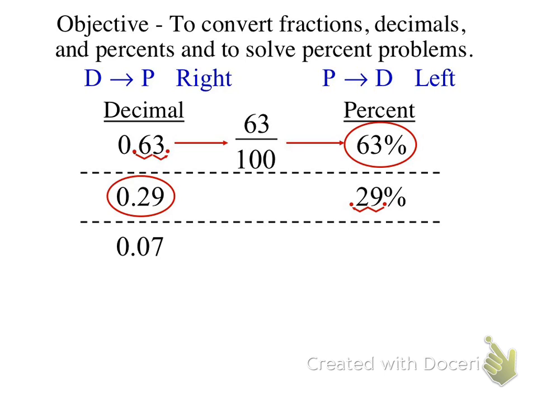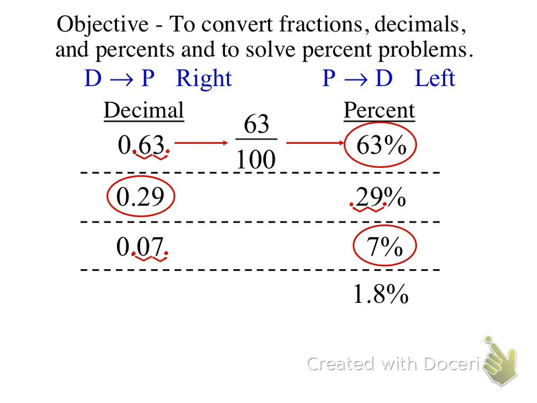If I have 7 hundredths, what would that be as a fraction? 7 over 100. And what percent? 7%. Right. And what happens if I have a mixed number? Okay. What would the decimal be? 2 times to the left. And it would be? 18 thousandths. Yep. Or 18 over 1,000. Perfect.